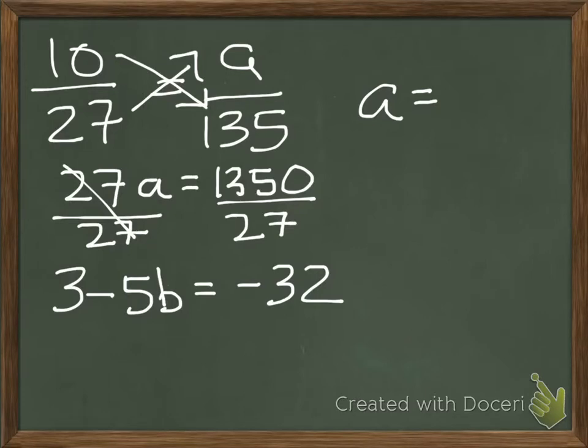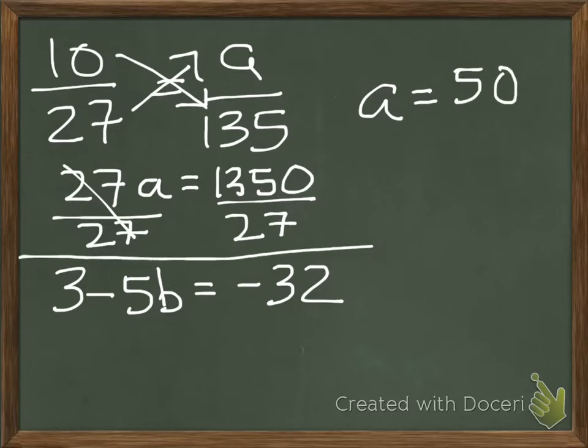Which equals 50. Now we're going to solve for B. Let me separate this. We want to cancel out the 5, and we also want to cancel out the 3. But I want to start with the 3 because that's not directly with the 5. So the 3 is positive, so we're going to subtract it to make it 0.